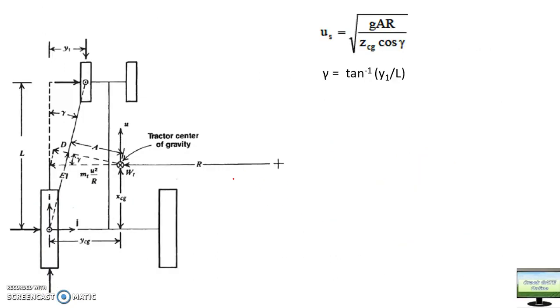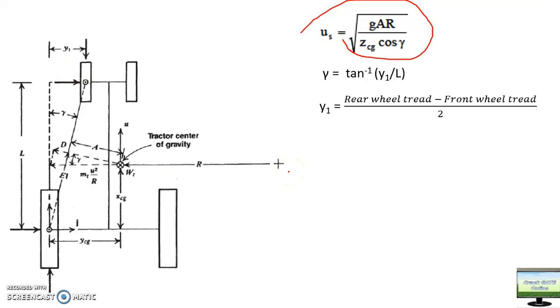Okay guys, moving ahead. So you already know this us. Now what will be gamma? So I have already told you that it is tan inverse y1 by L. So what is y1? I told you in the beginning something about thread.